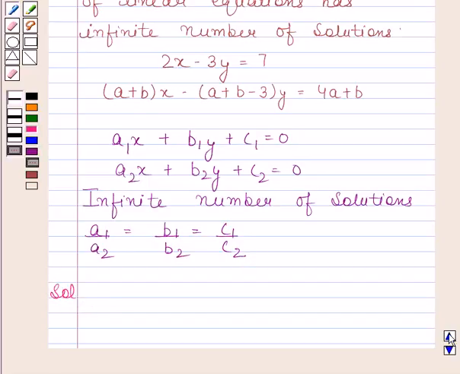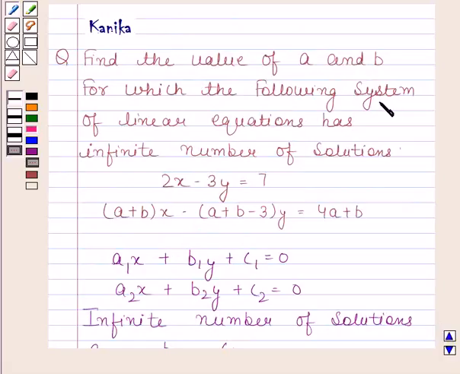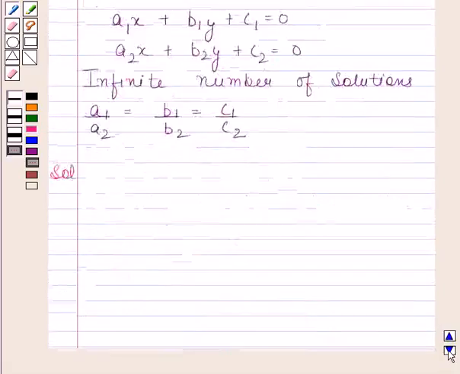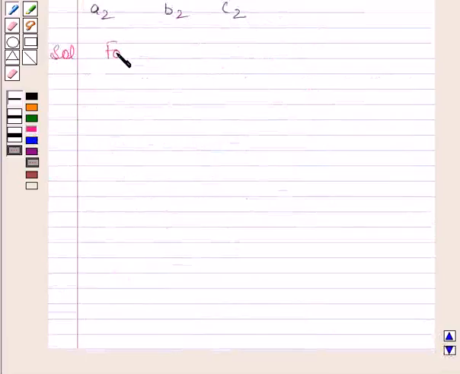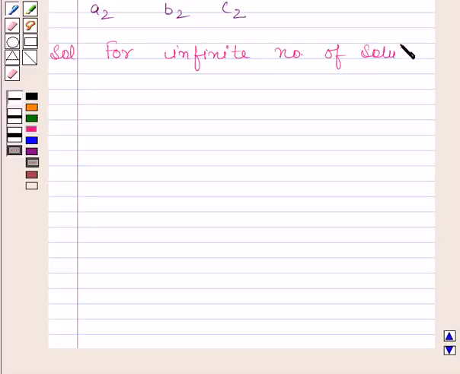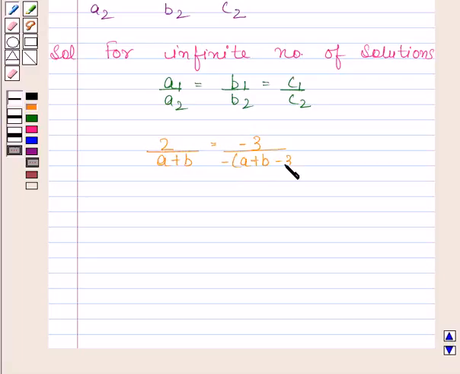Now here in this question, we have to find the value of a and b for which the following system of linear equations has infinite number of solutions. Now for infinite number of solutions, we know that a1 by a2 is equal to b1 by b2 is equal to c1 by c2. Now here a1 is 2 and a2 is a plus b. b1 is minus 3 and b2 is minus of a plus b minus 3. c1 is 7 and c2 is 4a plus b.